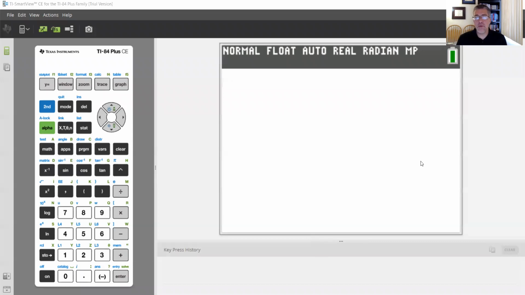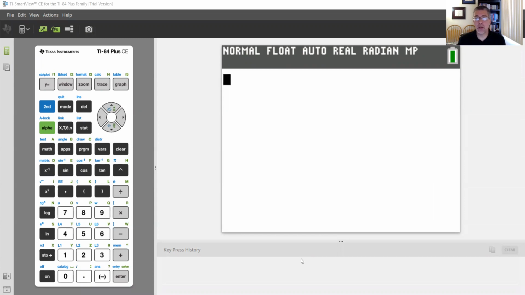Some of the features of the graphing calculator include how to represent values as fractions and decimals, how to graph, how to find various information about that graph, and how to enter data and get some information about that data that we entered. So let's jump right in.